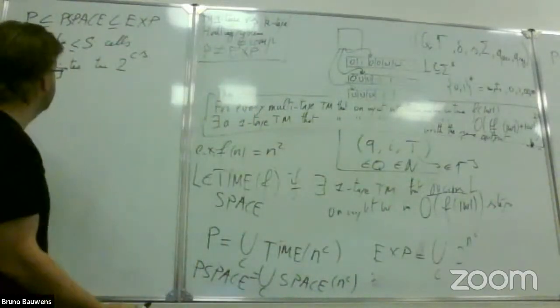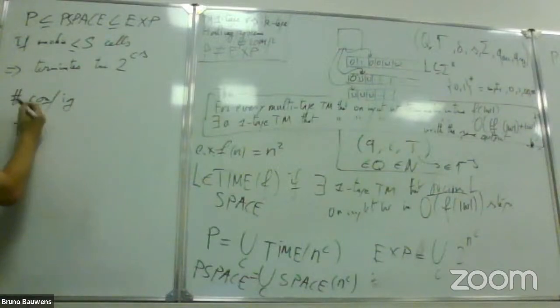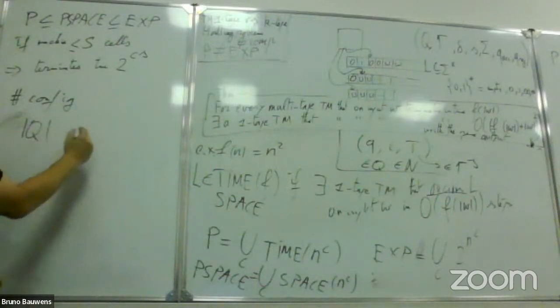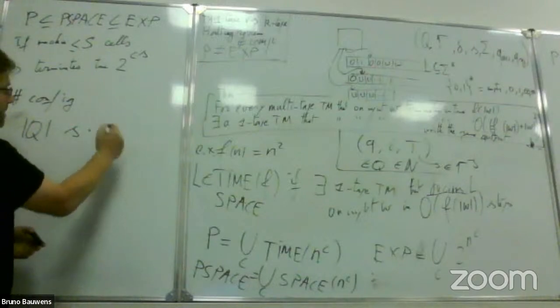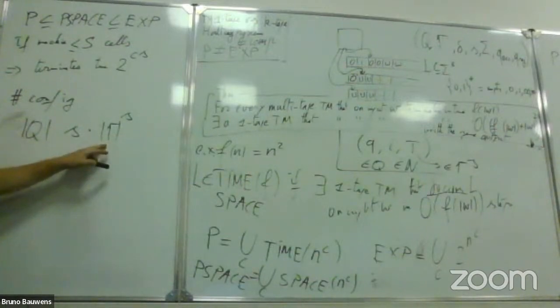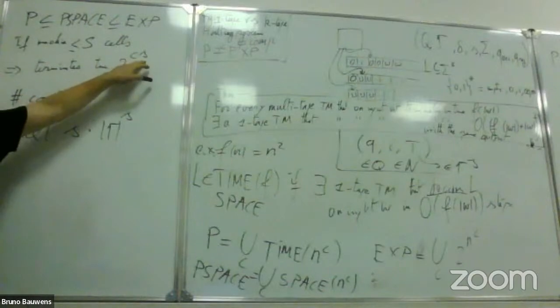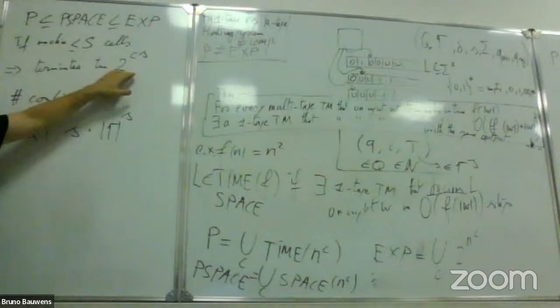And the number of configurations is the size of Q times the position, which is between 1 and S, so S possibilities, and the size of Gamma to the power S possible contents of the tape. And this is precisely at most 2 to the power C·S, where C depends on the machine. So for large S, okay. Now we have proven that if we use polynomial space, we need at most exponential time.